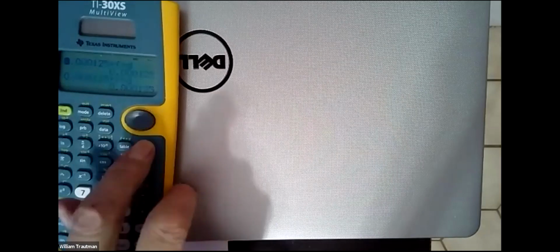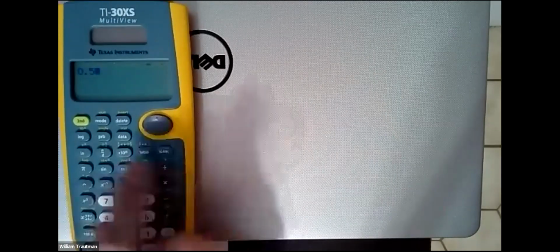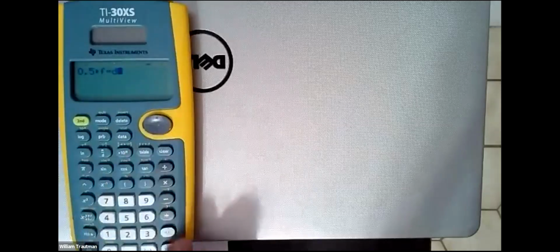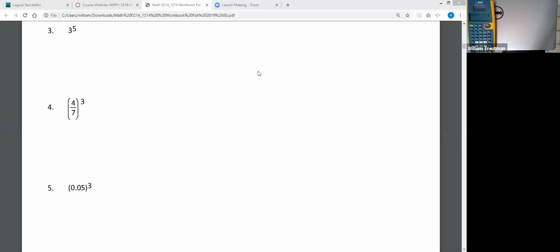Let me show you one that will change. Let's try 0.5. We know that's a fraction of 1/2. So when I hit that, it changes it to 1/2. So I guess when a fraction is too small, it won't change it. Certain fractions, I guess it won't change. That's just a regular fraction. 0.5 is 1/2. So the calculator can't do everything.